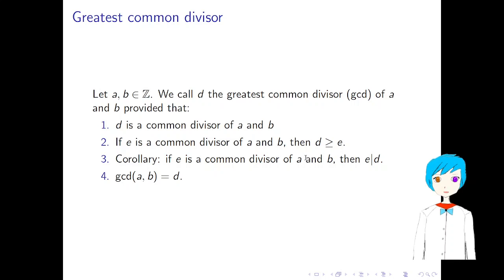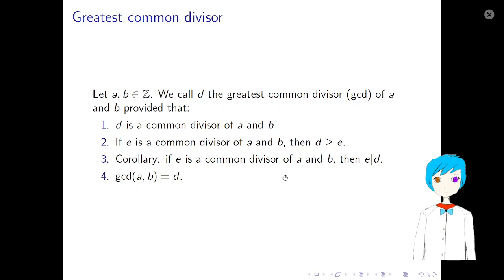From this, we can define the greatest common divisor of a and b, the pair of integers, provided that d is a common divisor of a and b, that is to say d divides a and d divides b, and if e is a common divisor of a and b, then d is greater or equal to e. Then we call d the greatest common divisor of a and b. A corollary is if e is a common divisor of a and b, then e divides d. The greatest common divisor is written as GCD(a, b) equals d.